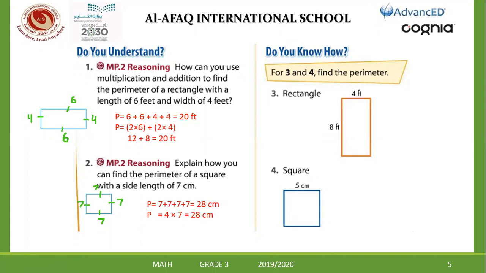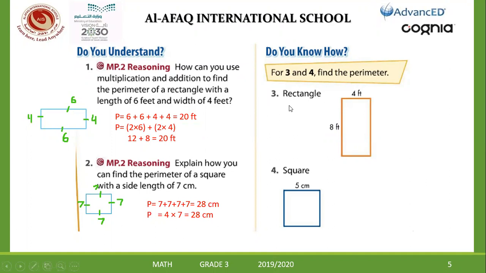Can you express this addition operation by using a multiplication operation? Yes, of course, if I have repeated addition. So here, the 7 is repeated 4 times. 7 multiplied by 4 is 28. Note the same unit will be 28 centimeters.